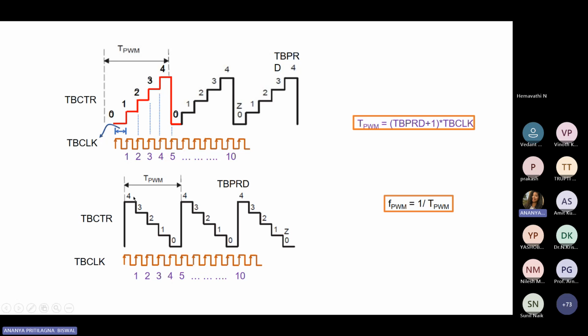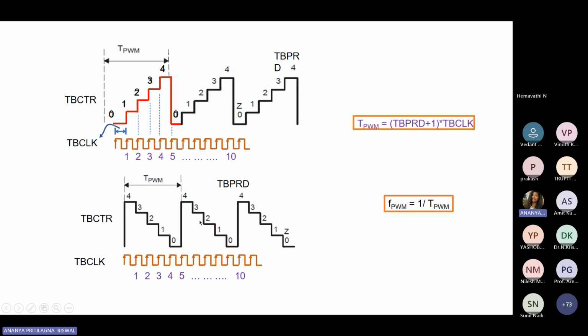This is basically the up counter and this is the down counter. This TB clock, the time gap between 0 to 1, is represented by this TB clock. How many countings are to be done is decided by this TBPRD at each rising edge, and it increases the count gradually. And this TPWM formula is given by (TBPRD plus 1) multiplied by TB clock.